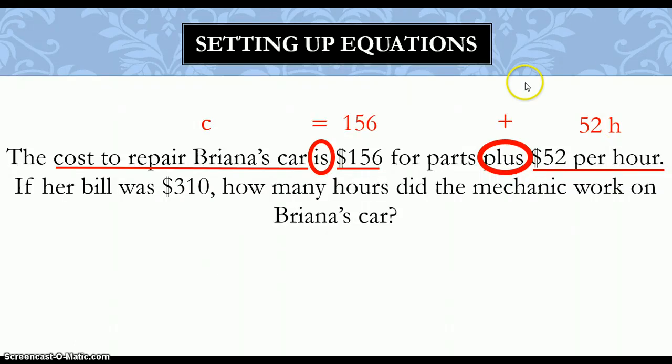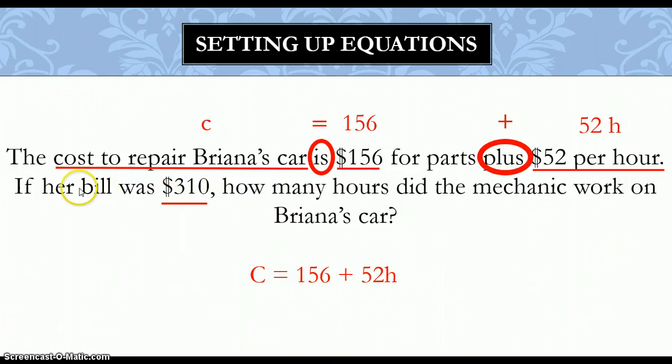Now, looking back at this, I see that I already have an equation. So before I read my second sentence, I'm just going to write that equation down. C equals 156 plus 52H. And now let's continue reading. If her bill was $310, how many hours did the mechanic work on Brianna's car? So if her bill was $310, that's a number. I'm going to underline it.